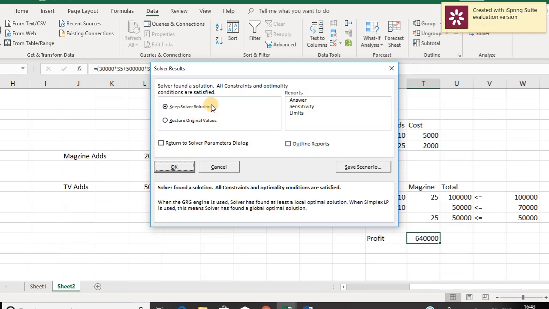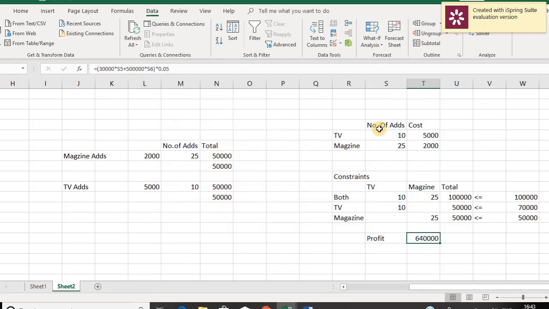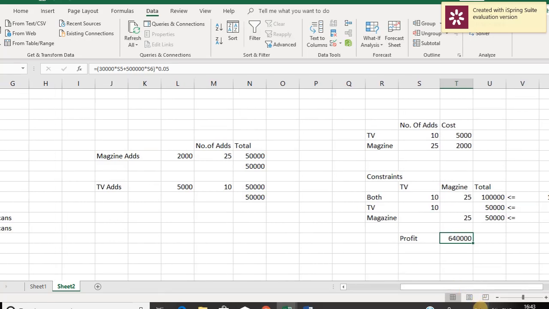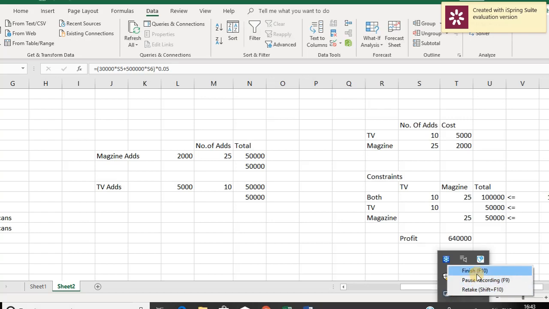Yes, it gives the solution. It says the number of TV ads should be 10 and the number of magazine ads should be 25. So this is the optimization technique, and I will make another video on how to solve linear programming problems with graphical methods. Thank you very much.